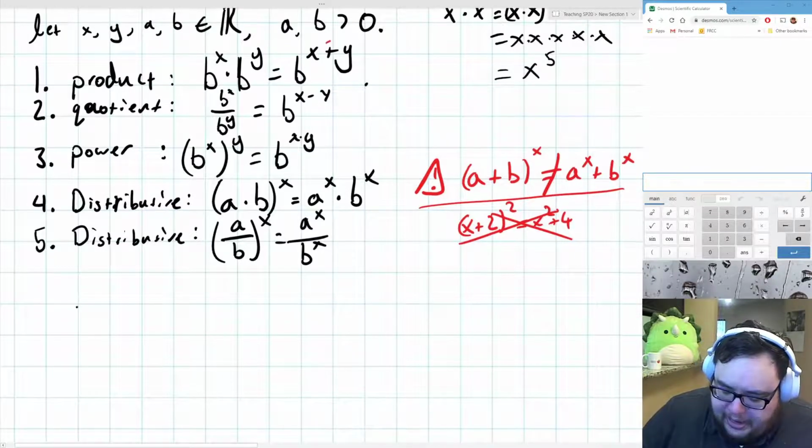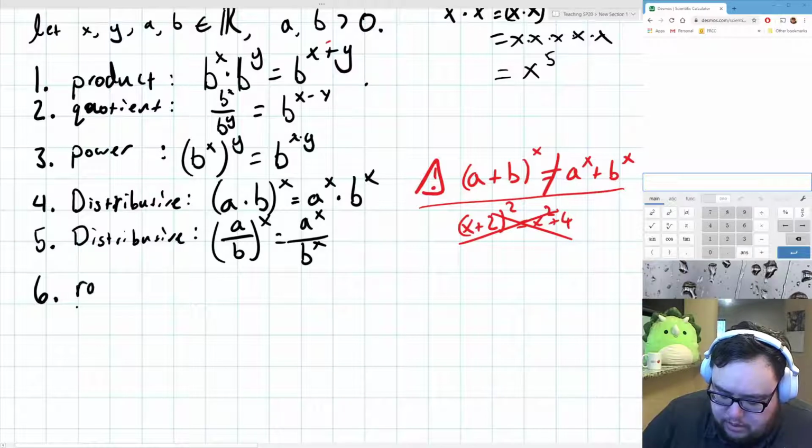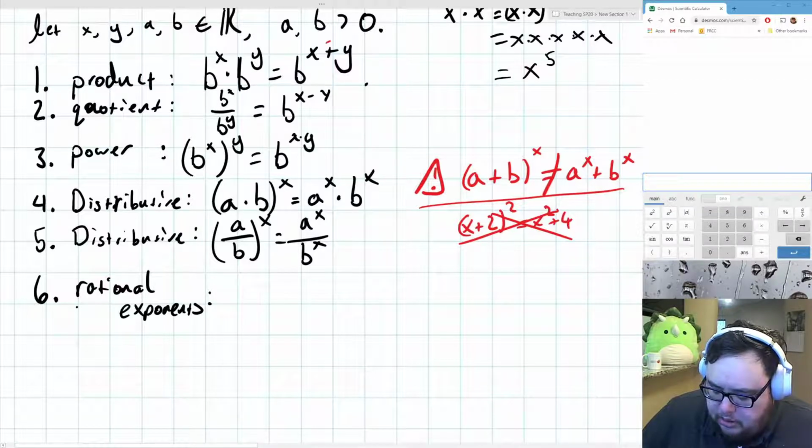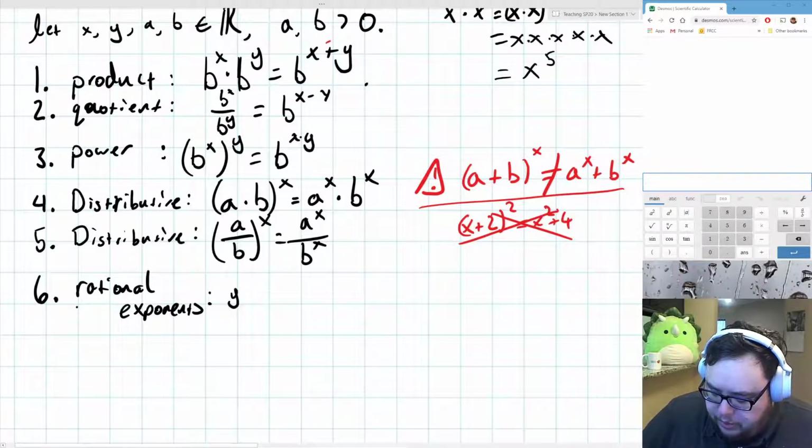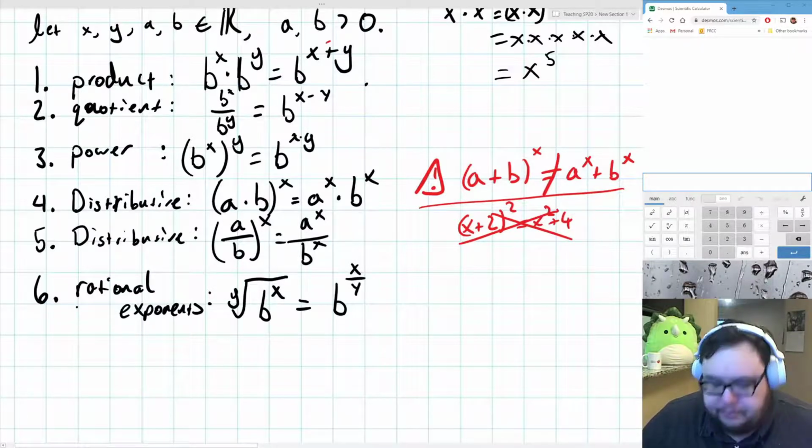We also get rational exponents potentially. So if we have the yth root of b to the power of x, this is equal to b to the power of x over y.